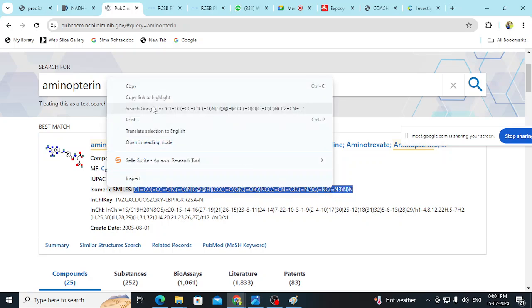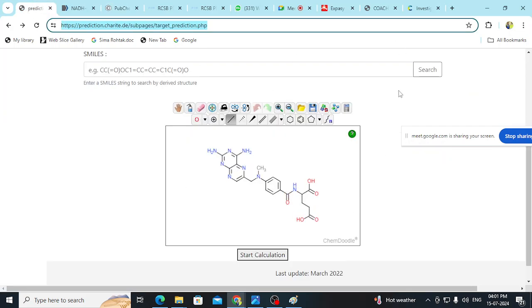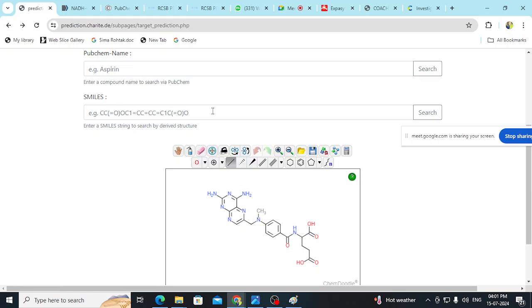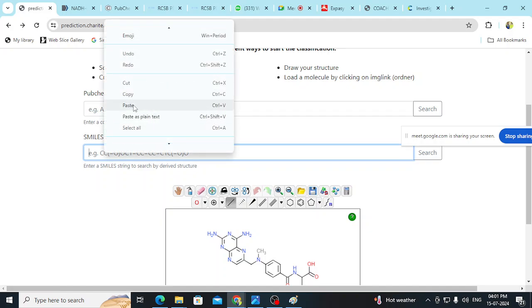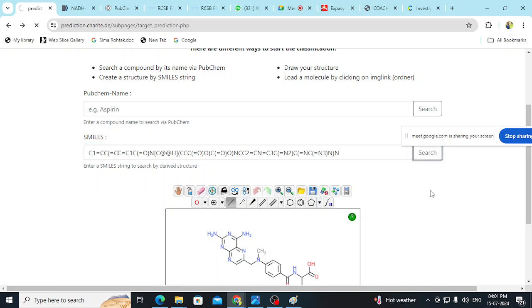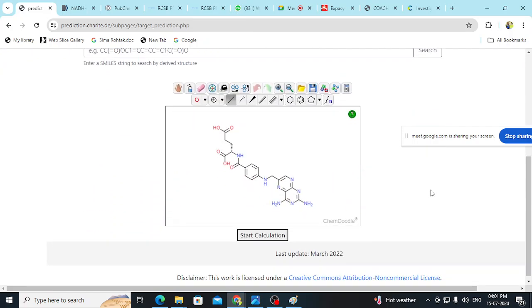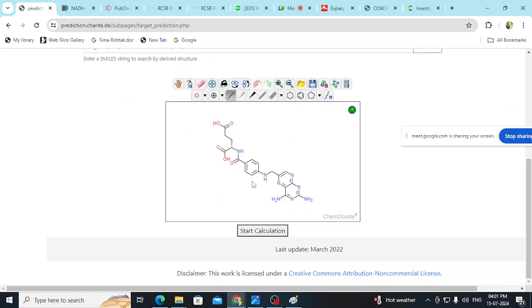So we will copy this isomeric SMILES, and we will go to this particular tool. Here you can find one, the aspirin example is already given. We will not use it, we will use our own SMILES. So in the SMILES tab, you will paste the SMILES and then search. Once you give a search, it will search and find the molecule. So now this is the aminopterin.